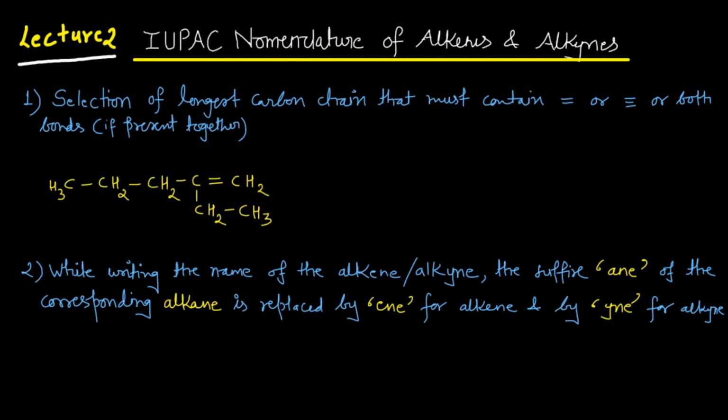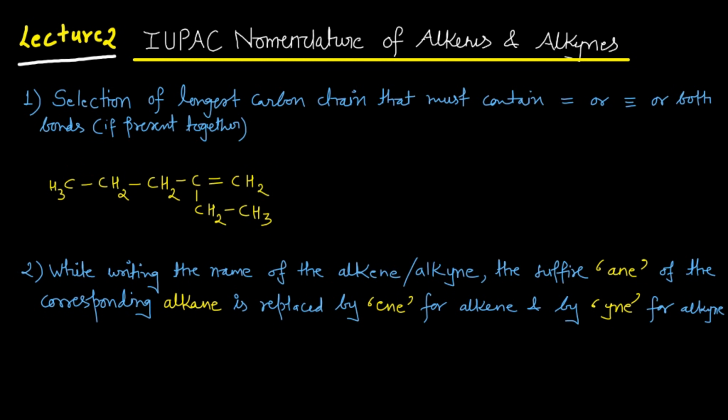So what the rule says, the first rule is the selection of the longest continuous chain of the carbon atom that must contain double bond or triple bond or both if present together. But in this first example you are having only one double bond, there is no question of the triple bond, so we will apply this rule 1 partially to this molecule, because the complete picture is not there in this molecule which includes the double or the triple bond as well, right? So how can we give you the name?